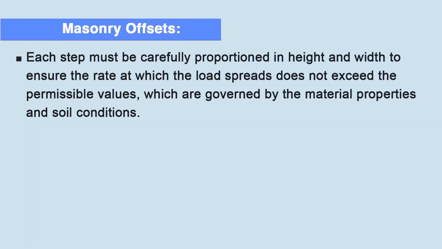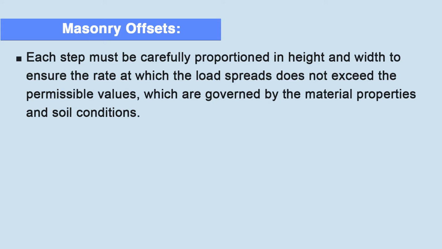Its key feature includes masonry offsets. Masonry offsets are horizontal steps that extend outward from the base of the column or pillar. These steps progressively increase the area of the footing, allowing the load to spread over a wider area before being transferred to the underlying concrete base. The design of this offset is crucial.